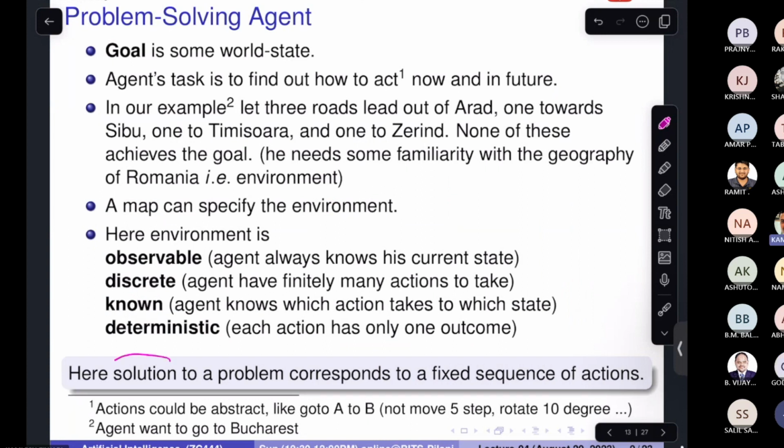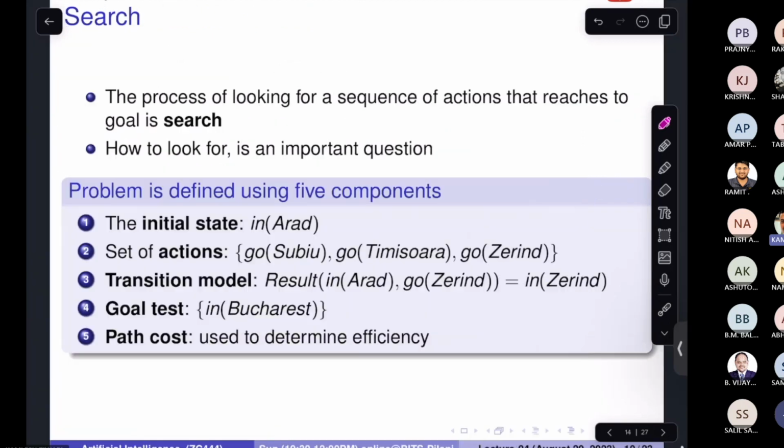What is the solution to this particular problem? The solution to this problem is to find the fixed sequence of actions that he can take and reach the final goal. So we have to apply search, meaning how to find out the path. There are a few more technical things. Sometimes we can tell this also. What is the initial state? In Arad. We can define it like this: In Arad means whether he is in Arad or not. In Arad is the initial state.